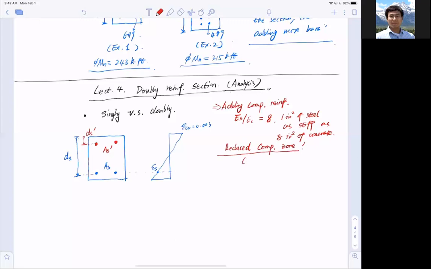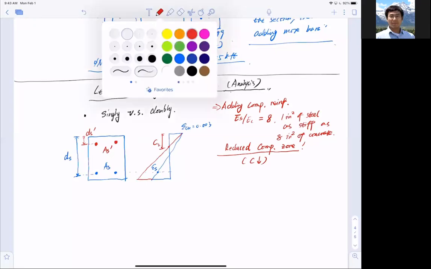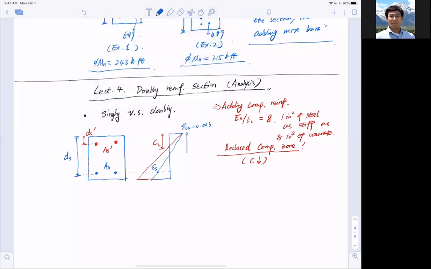Okay, in other words, C drops. So if C drops, the actual compressive zone drops. I have a lesser compressive zone. Hence, the strain diagram will look like this. Let's call it C2 because this is adding reinforcement. Now comparing to without compressive reinforcement, this is C1. Of course, C2 is much smaller than C1.